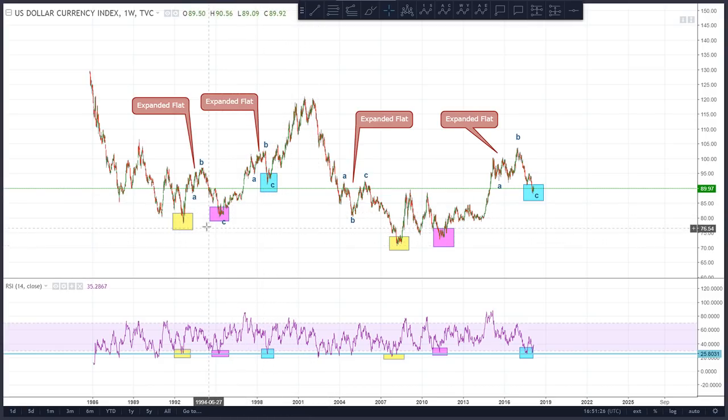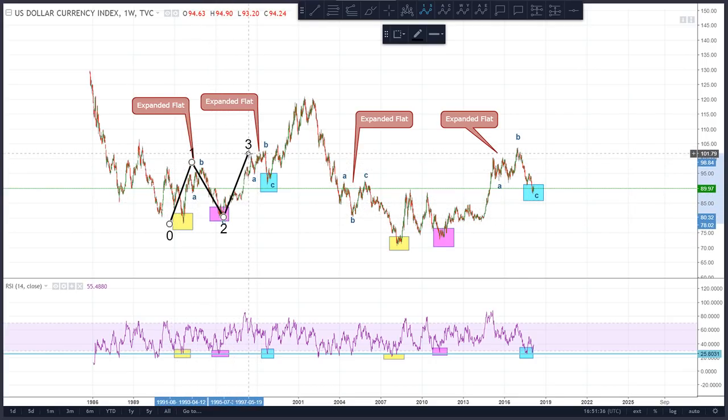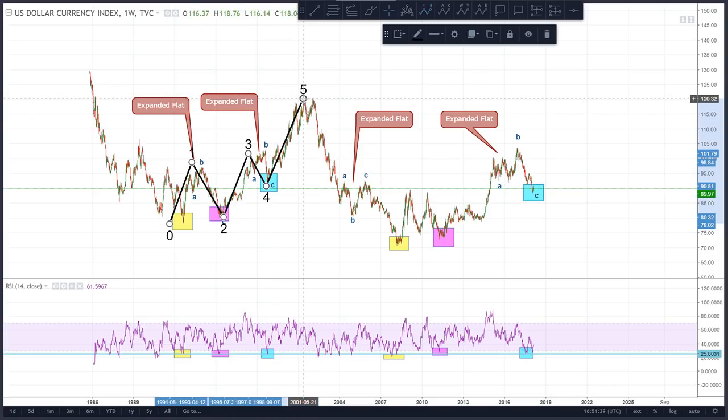All right, so let me show you my count. So I believe this is a 1, 2, 3, 4, 5 pattern. Now you can see that wave 4 crosses with wave 1. Yeah. Now this means it's a diagonal pattern. Another more complex pattern in Elliott wave technical analysis. So I will explain these diagonals as well. So that's my count basically.